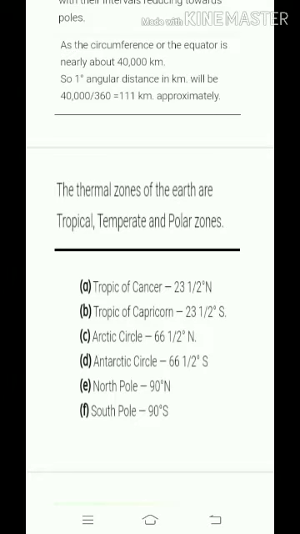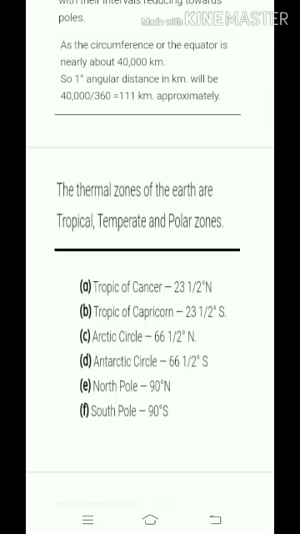If parallels are drawn at an interval of 1 degree of latitude, there will be 90 parallels in the northern hemisphere and 90 parallels in the southern hemisphere. Including the equator, there will be a total of 181 parallels drawn on the earth. These parallel lines, according to their numbering, are divided into heat zones of the earth. These are tropical, temperate and polar zones.